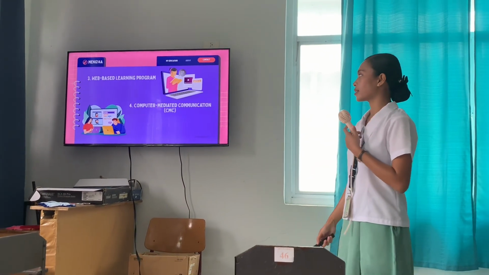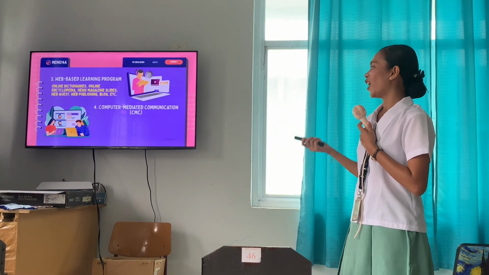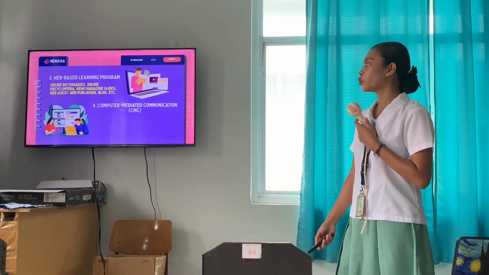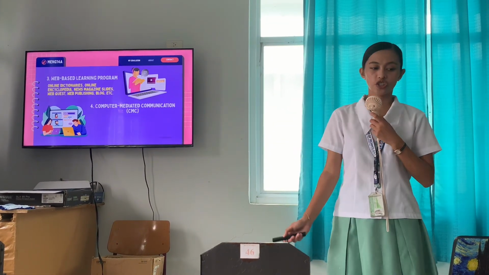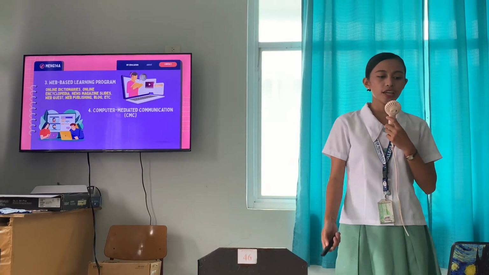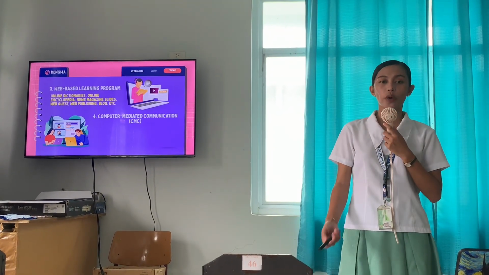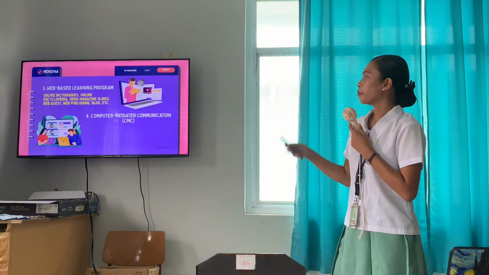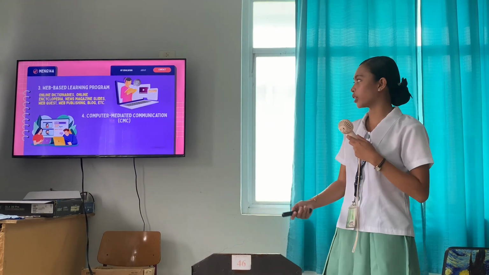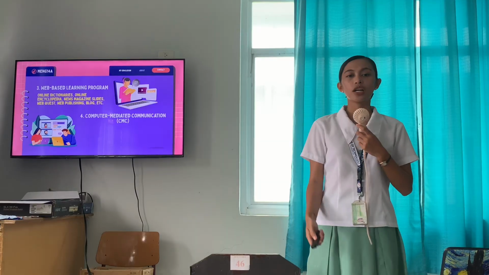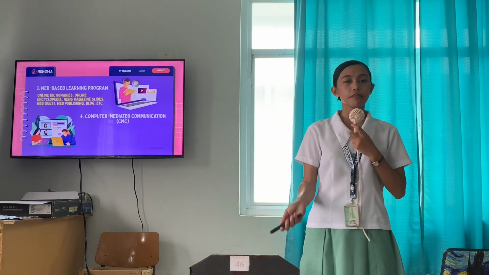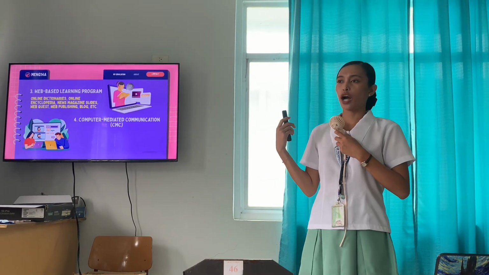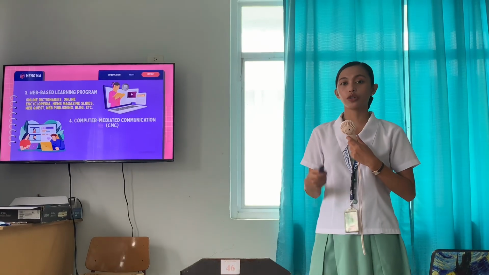Next is web-based learning program. Online dictionaries, online encyclopedia, news, magazines, slides, web quest, web publishing, blog, and etc. So it involves using the internet and the World Wide Web. So kana sila na mga online na mga program is mag-use sila og internet or World Wide Web. So ang mga lessons kay for example kanang mga reading assignments, lecture videos, or mga quizzes or mga lessons na pwedeng mabutang sa Google Classroom.